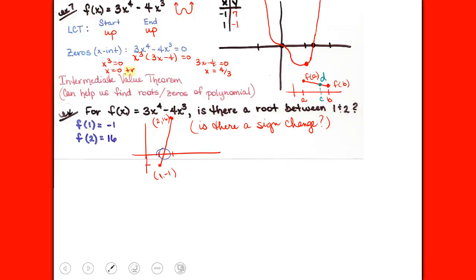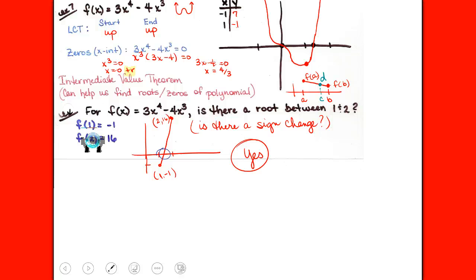So the bottom line is, when they say, is there a root between 1 and 2? The real question is, is there a sign change between 1 and 2? If there is a sign change between those two y values, then yes, there is a root between those two x values. If there is not a sign change between those two y values, then no, there's not a root between those two x values.